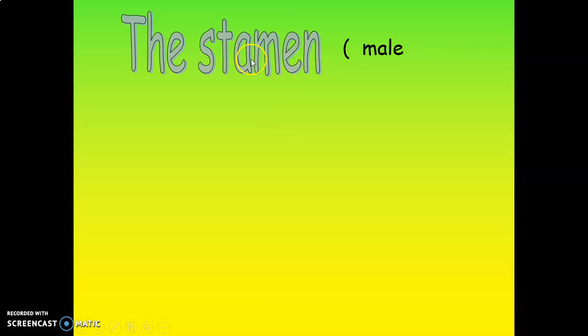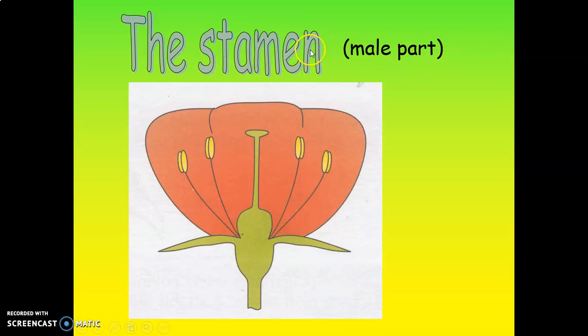Now the stamen, this is the male part. Now I want you to notice that the word stamen has the word men in it. This is one way for you to memorize the word stamen. So the word stamen means the male part of the flower. And in this flower, we have 4 stamens. We have 1, 2, 3, 4.